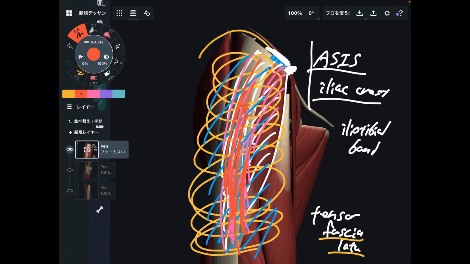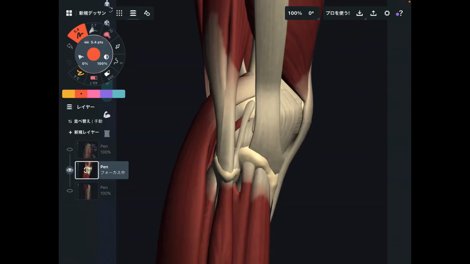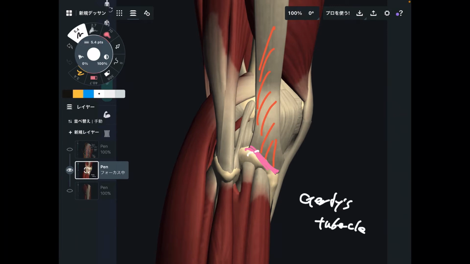Where is this fascia going? It's going to the inferior part. Where's that going? It's going to the lateral knee. This is the iliotibial band. It attaches to the tibia. This part is called Gerdy's tubercle. Gerdy's tubercle is on the lateral part of the knee.